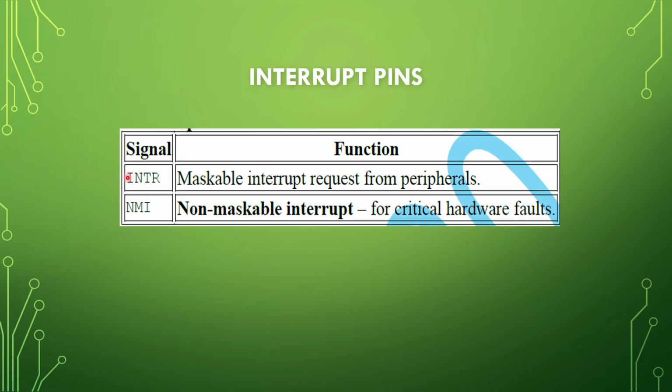And next comes the interrupt pins. In this interrupt signal, INTR is a maskable interrupt request from peripherals, and NMI stands for the non-maskable interrupt that is majorly used for critical hardware faults. So these are the major interrupt signals that are available in the 80386 microprocessor.